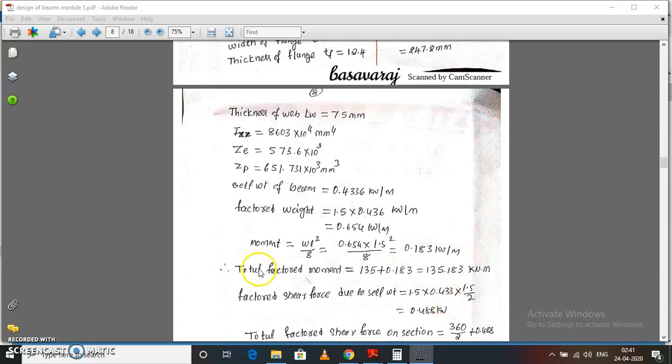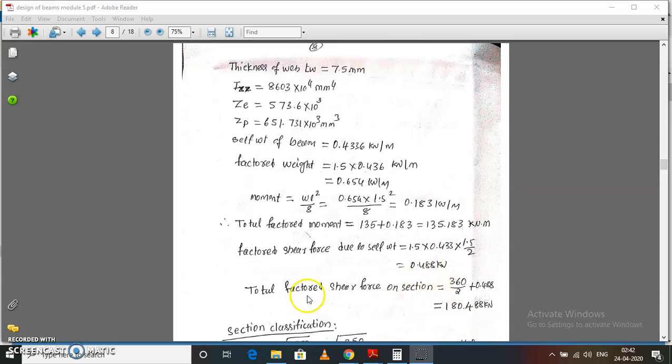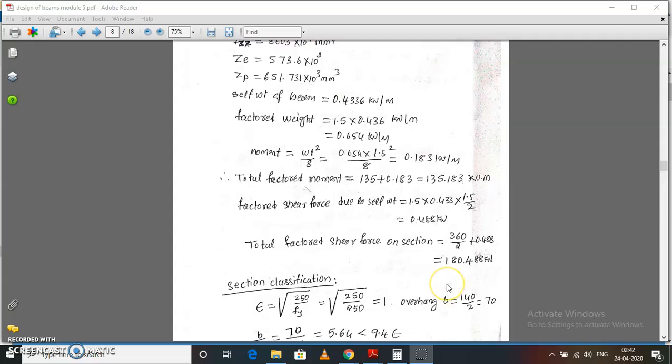Now the total bending moment. Total factored bending moment is equal to 135 plus 0.183. This is the bending moment due to point force plus the bending moment due to the self weight of the beam. Therefore total bending moment is 135.183 kilonewton meter. The factored shear force due to self weight is 0.4336 into 1.5 divided by 2 WL by 2, 0.488 kilonewton, and the total factored shear force is 360 divided by 2 plus 0.488, that is 180.488 kilonewton.